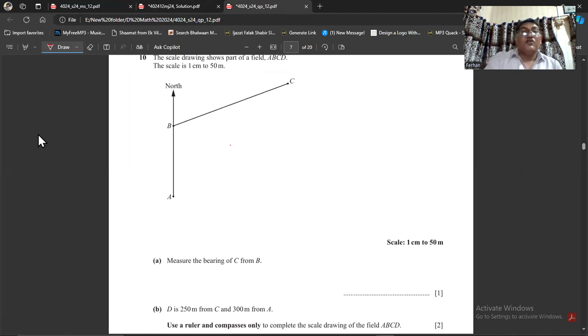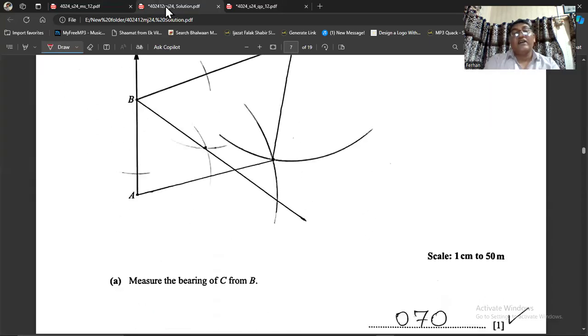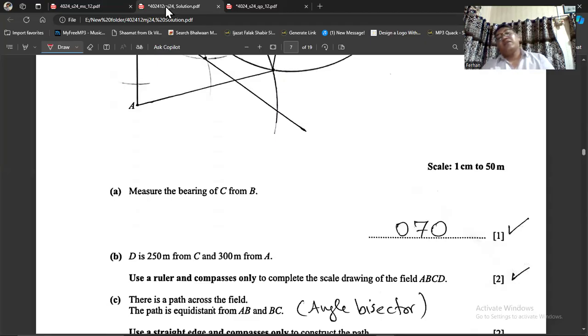Okay. So how do you measure it? Basically, you have to measure this angle. From this north, you will go clockwise to the BC line, and that will be the bearing of C from B. With the help of a protractor, measure the angle between north and this line, and you will come to know how much this angle is. I have done this. That angle when I measured was 70 degrees.